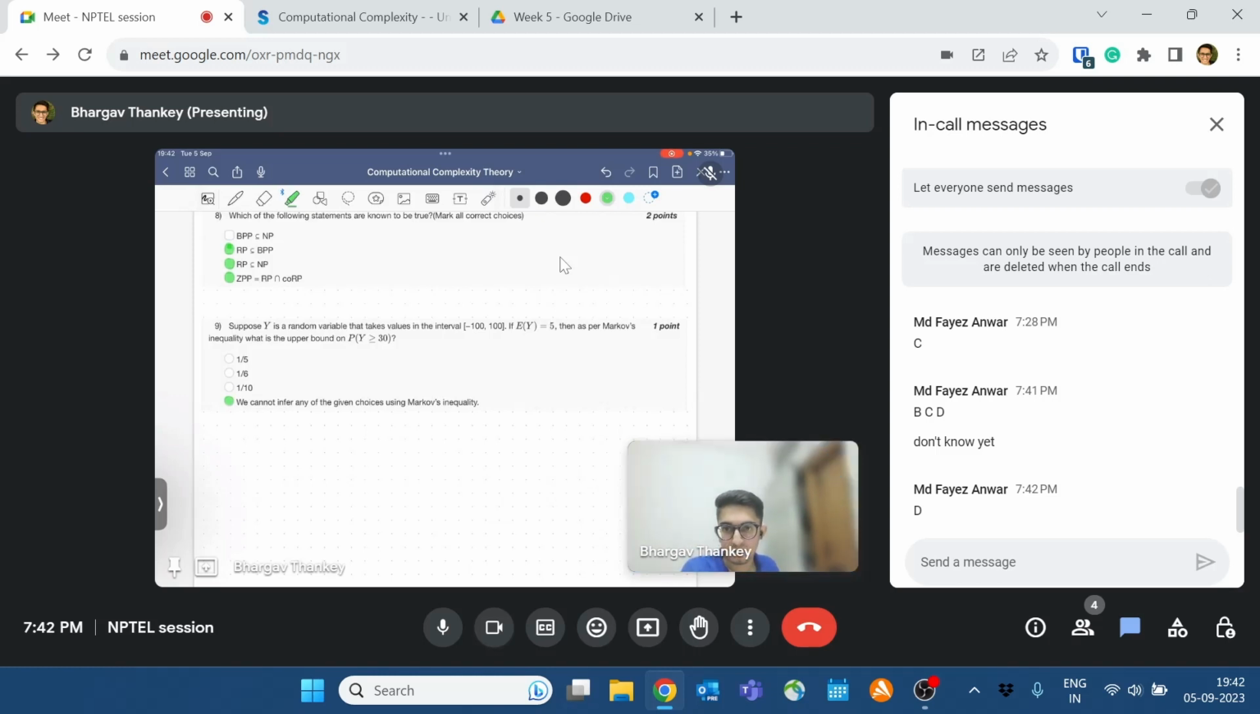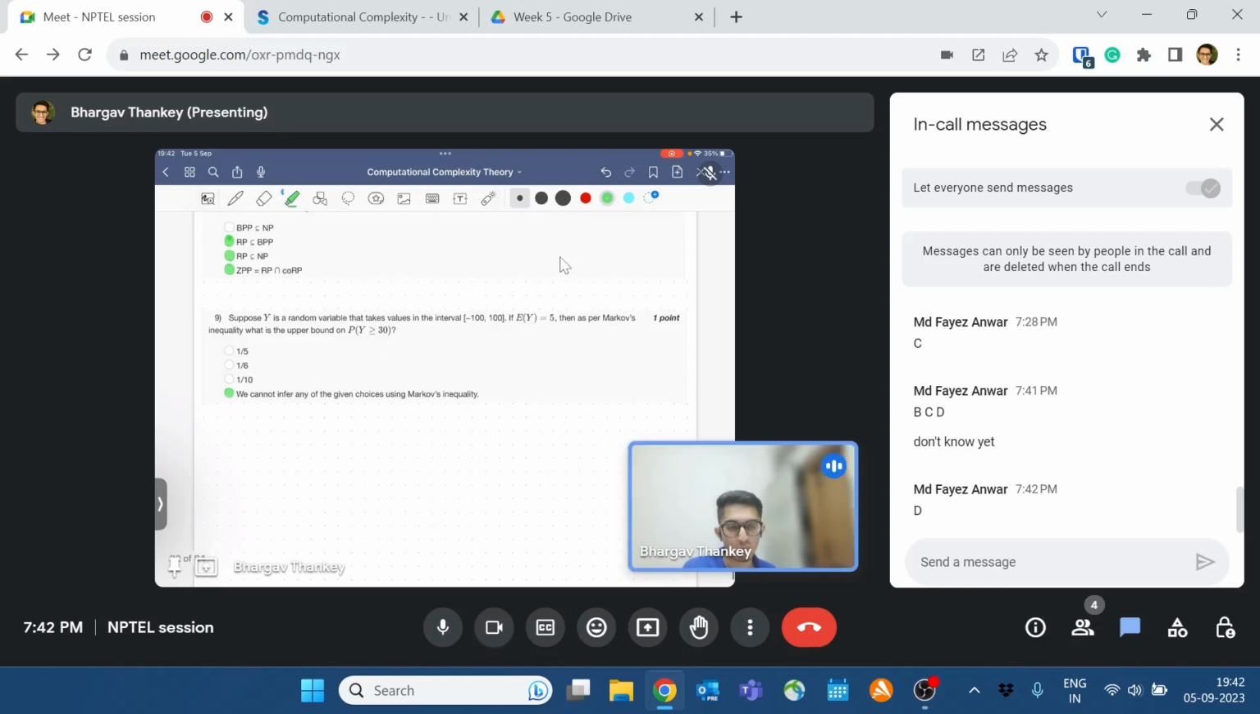The interval should be non-negative for the random variable. Yes, Markov only applies for non-negative random variables. Here it can take values from -100 to 100, so it's not non-negative. So you cannot apply Markov's. Is this fine?